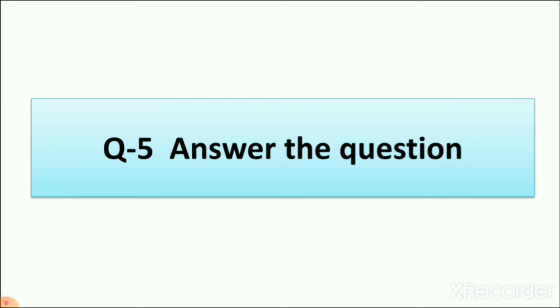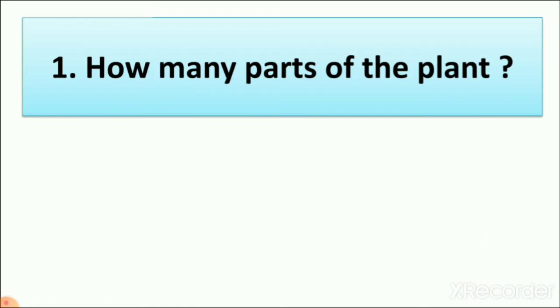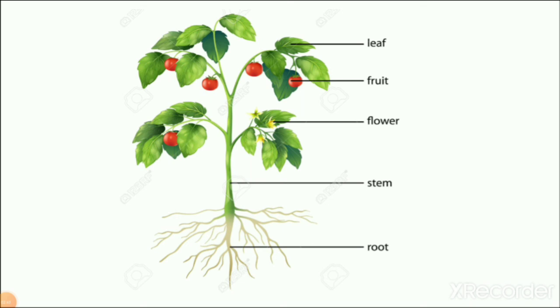Then question number 5, answer the question. So let's write answer the question. Number 1, how many parts of the plant? So we learn in this lesson that there are so many parts of the plant. And which are they? Let's count. Flowers, fruits, leaf, stem and root. So how many parts of the plant do we count? 5. So we write here 5 parts of the plant.